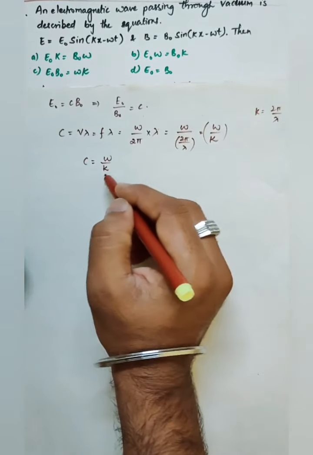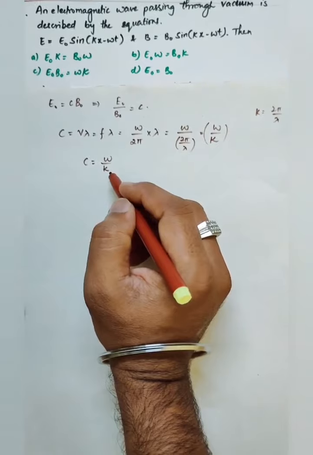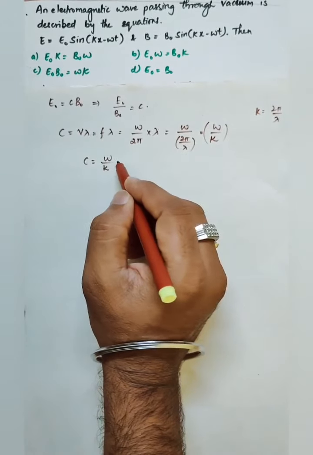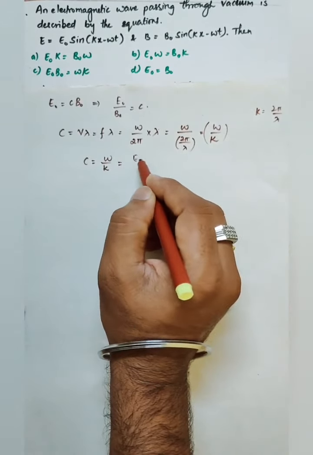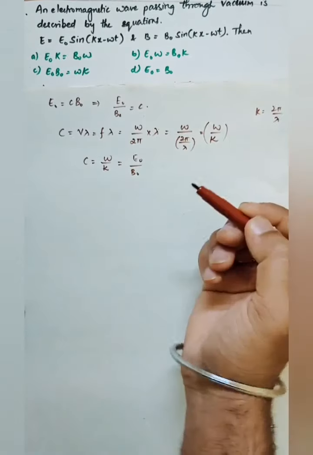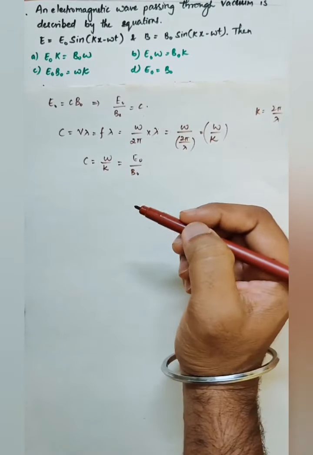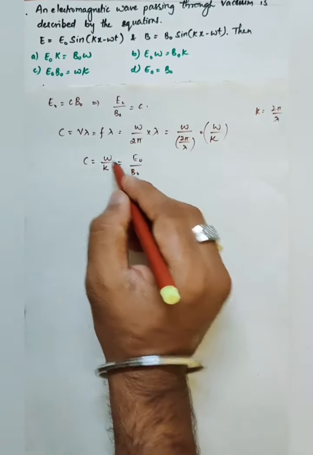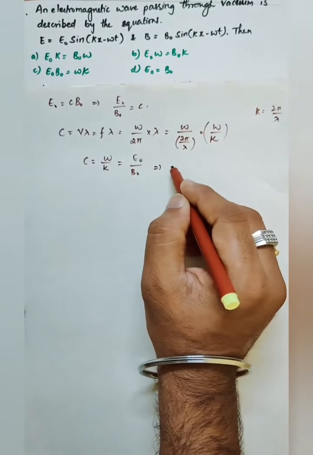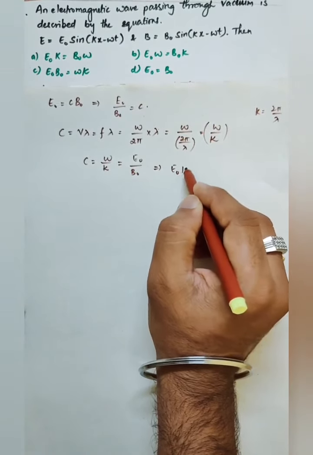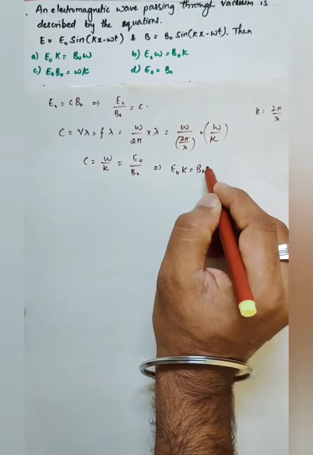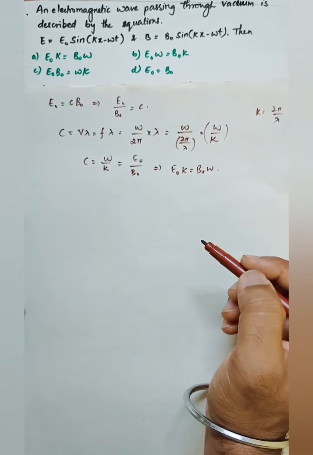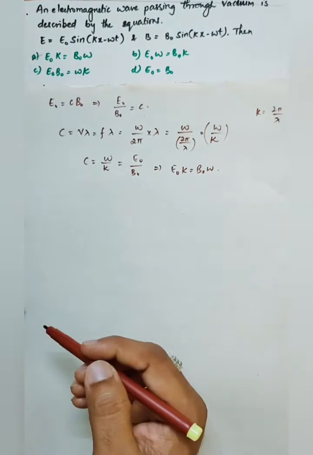This we already know, because in the synopsis we have discussed this. This is nothing but E naught by B naught. It means, by cross multiplication, we can say E naught k is equal to B naught omega. So which is the right answer? Option A is the right answer.